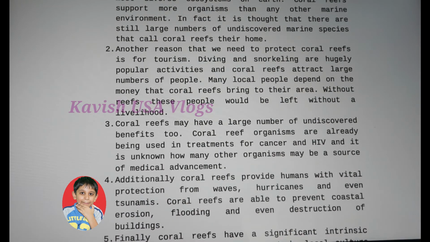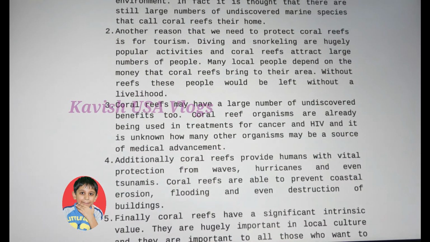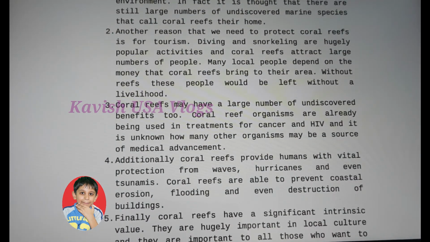Okay, number 3. Coral reefs have a large number of undiscovered benefits too. Coral reef organisms are already being used in treatments for cancer and HIV, and it is unknown how many other organisms may be the source of medical advancement. It also could be, like I did not add this, it also could be a cure for the coronavirus, maybe.